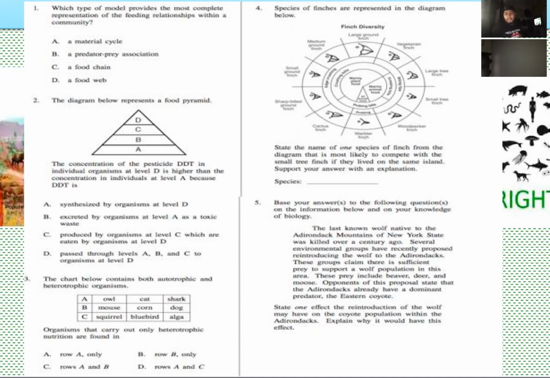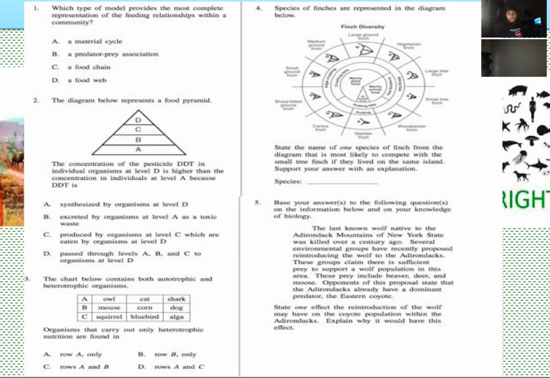Opponents of this proposal state that the Adirondacks already have a dominant predator, the eastern coyote. So there's already a predator in that region, the eastern coyote, that feeds on those same animals, beavers, deer, and moose. But now they're saying, let's introduce wolves there, right? So state one effect the reintroduction of the wolf may have on the coyote population within the Adirondacks, and explain why it would have this effect.